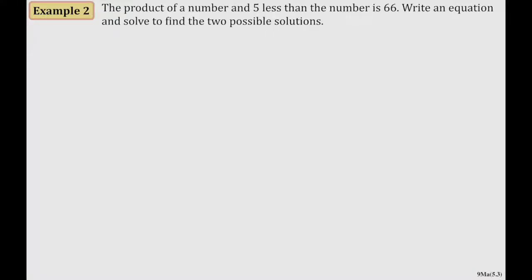The product, and remember the word product means when you times numbers together. The product of a number and 5 less than a number is 66. Well, we need to write an equation, then find our answers. So I'm going to let the number be a. You could use x, you could use whatever letter you want, and you don't have to write that statement there. I'm not worried about it. But you do need to come up with something like this.